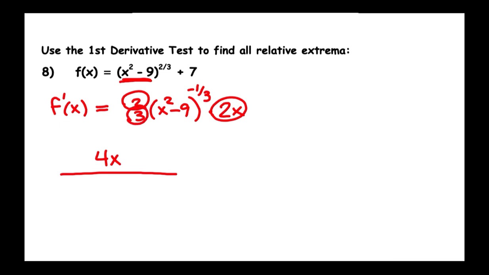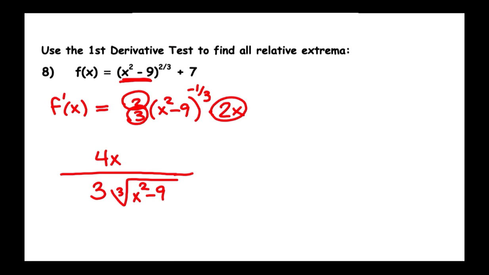I'll dump the 3 to the denominator. And speaking of denominator, I have a negative power, so we're going to bring that down. It will be a cube root of x squared minus 9. And yes, x squared minus 9 does factor. We'll get to that in a moment. That is sort of significant. But I have to find my critical numbers.